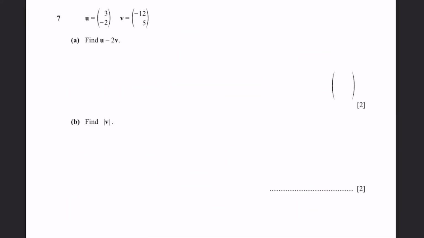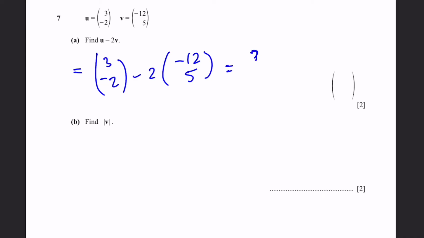Question 7. U is equal to (3, negative 2). V is equal to (negative 12, 5). A. Find U minus 2V. That's just going to be (3, minus 2) minus 2 times (negative 12, 5). That's going to be (3, minus 2) plus (24, minus 10). So that's (27, negative 12).